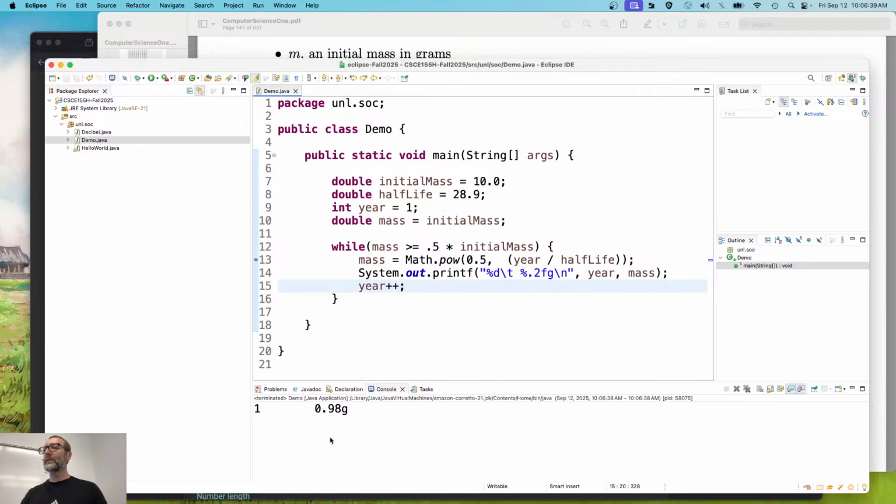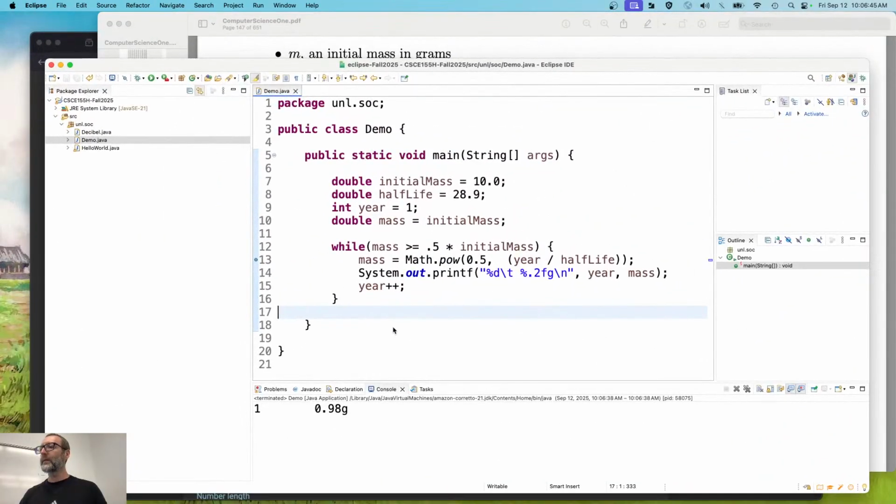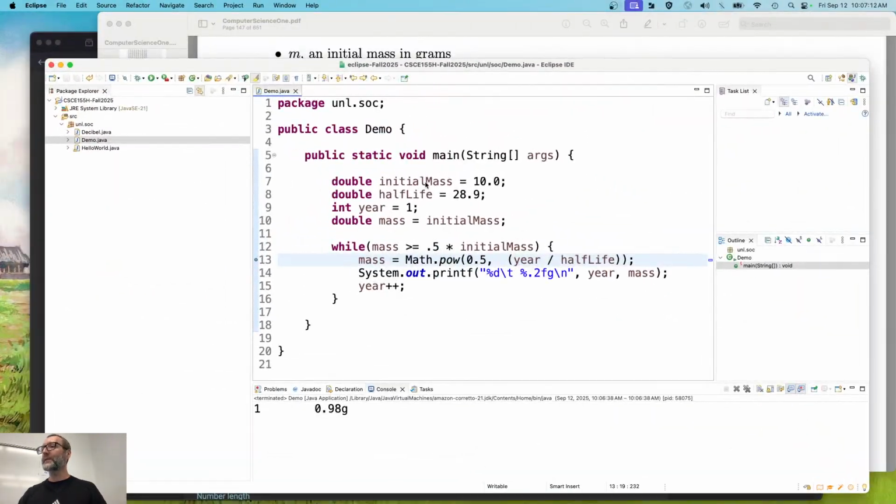Run this. Ugh. Okay. Well, 0.98. What's the issue? Mass.pow. Oh, good. Come back over here. What did I miss in my transcription over here? Yeah, that mass, the initial mass. There we go. And multiply. Let's run it one more time.